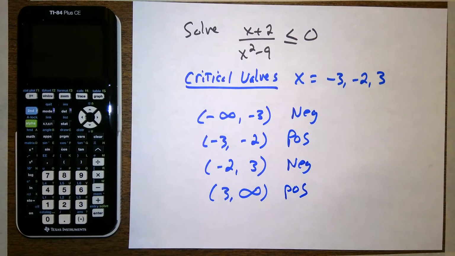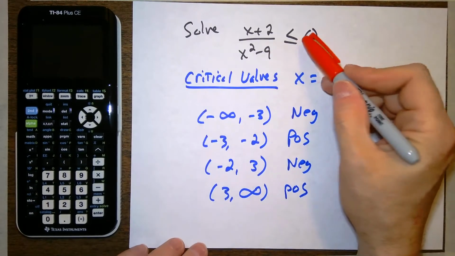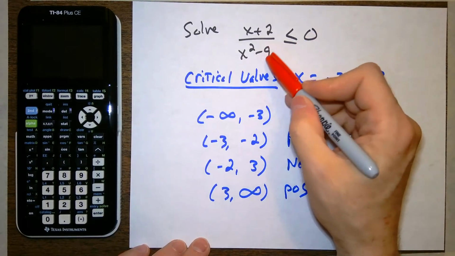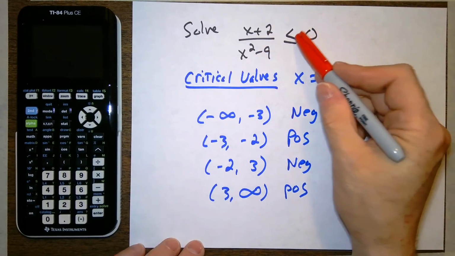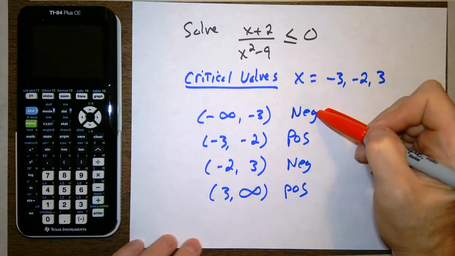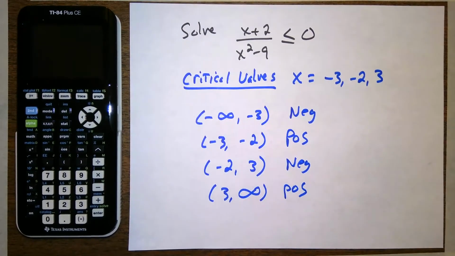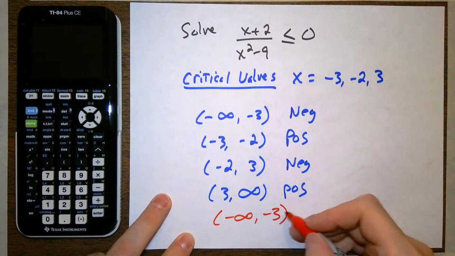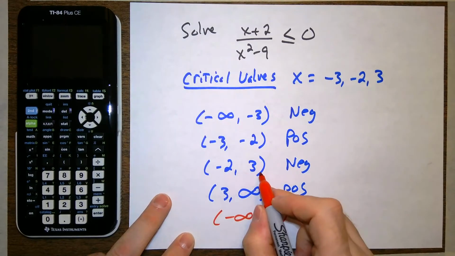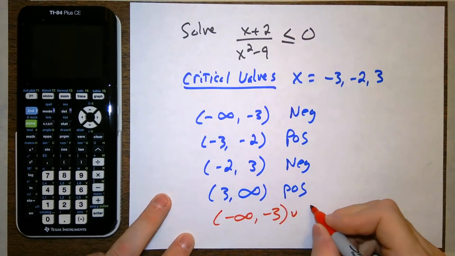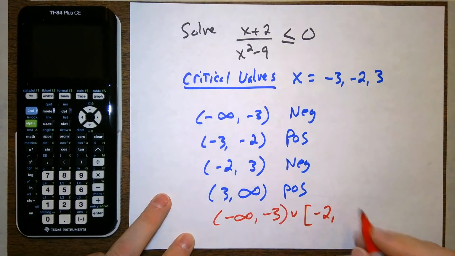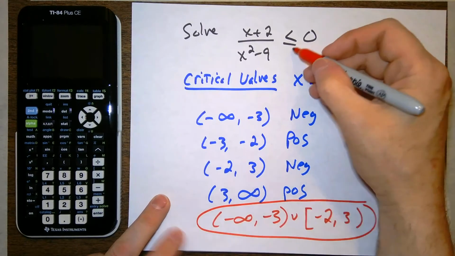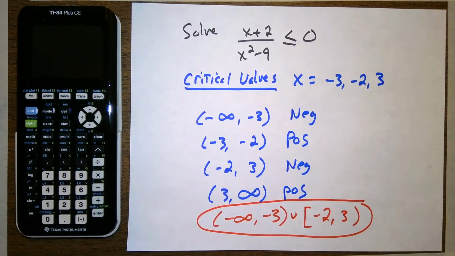Now I want to know where this thing is less than or equal to 0. Now I can never use negative 3 or positive 3 because it's not even defined. But I can use negative 2. Less than or equal to 0, I'm interested in the negative parts. So here's my first interval. I'm going to do parenthesis negative infinity to negative 3, parenthesis because I cannot include negative 3, and then again from negative 2 to 3. But I can include negative 2. So bracket at negative 2 to 3. So there's my final answer. And again, because it was or equal to, I'm using a bracket there.